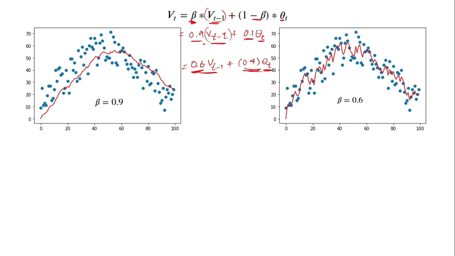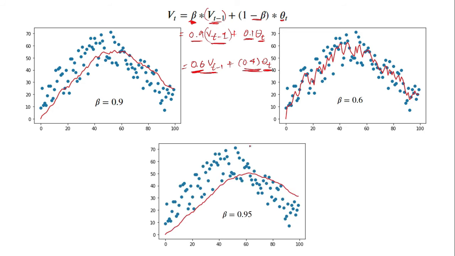And when we take beta greater than 0.9, let's say 0.95, then the graph looks something like this, which is much smoother than even this graph because now more weightage is given to the previous average. In deep learning, the value of beta most commonly taken is 0.9 because it gives much better results. So this is the way the moving average is calculated.